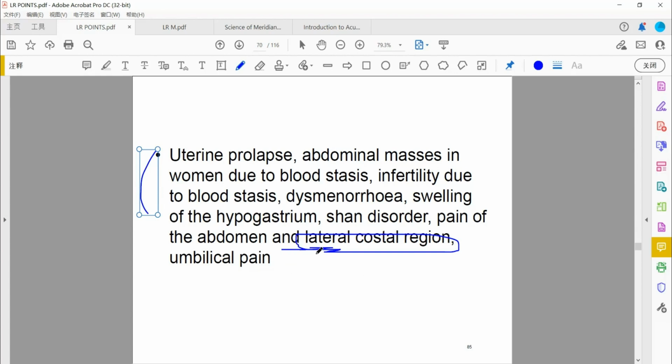So these two regions belong to the liver. If the patient complains there's distension pain, burning pain or any weird sensation in the hypochondriac region or lateral costal region, you think about liver or gallbladder. So if they complain there's something wrong in that region, focus on the liver meridian and gallbladder meridian.